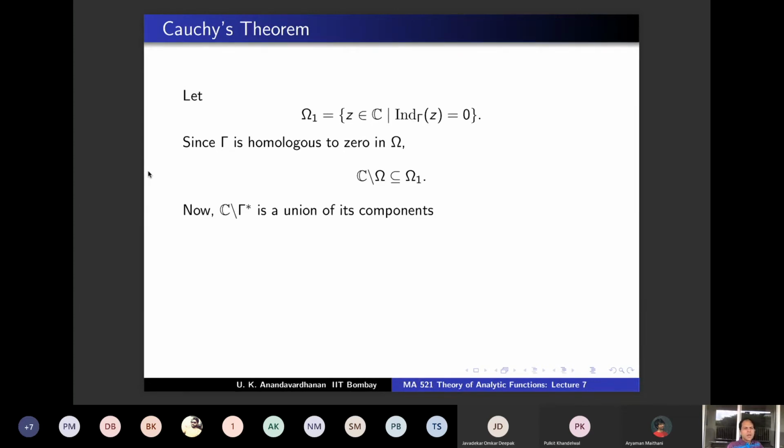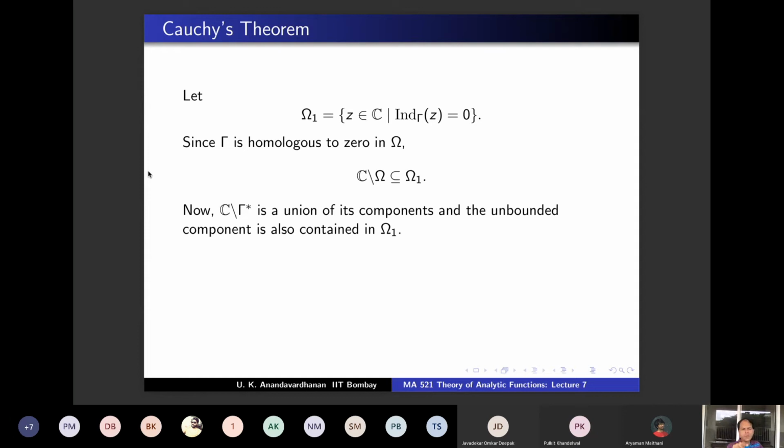And you can consider C minus gamma star. That's a union of its components. And the unbounded component is also contained in omega 1, right? When we define the winding number, we have proved that the winding number is integer valued, and it's actually constant on components. And we also showed that in the unbounded component, the index is 0.